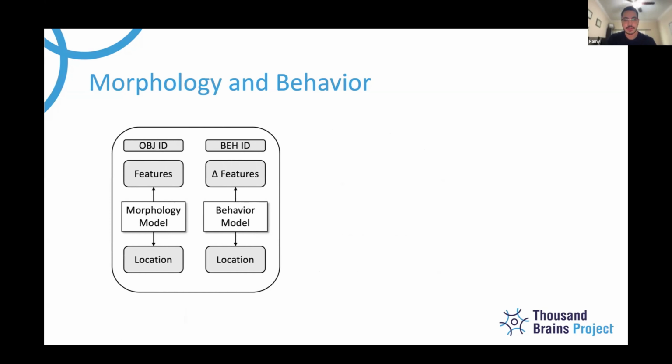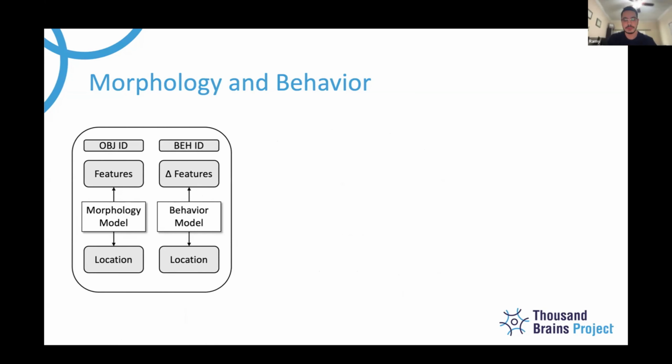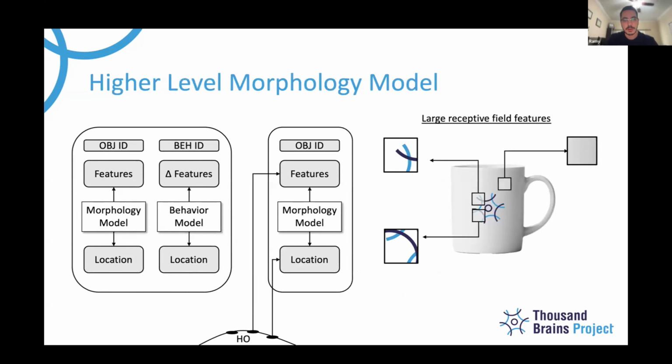So now let's talk about the higher level column, or high level region column. In this presentation, I'm just focusing on what is being fed into what in the feedforward. And I will talk briefly about the feedback, which I realize now is a big thing. I'm not really drawing it here, but I'll talk about it. So what are the inputs to a higher level morphology model?